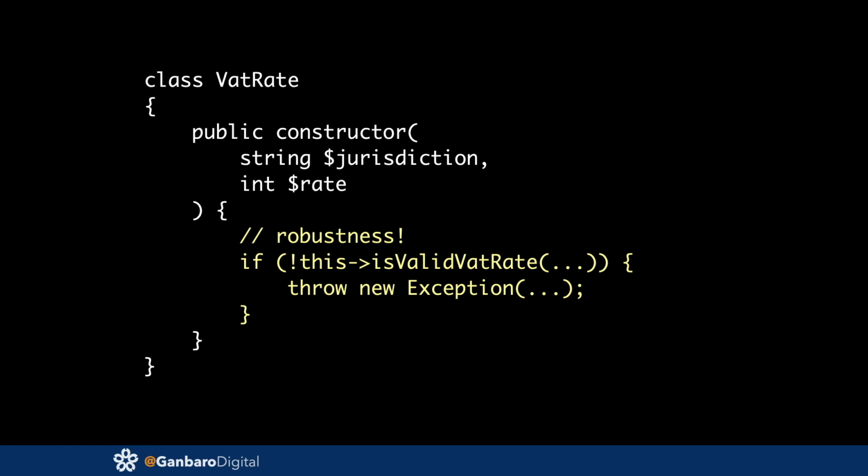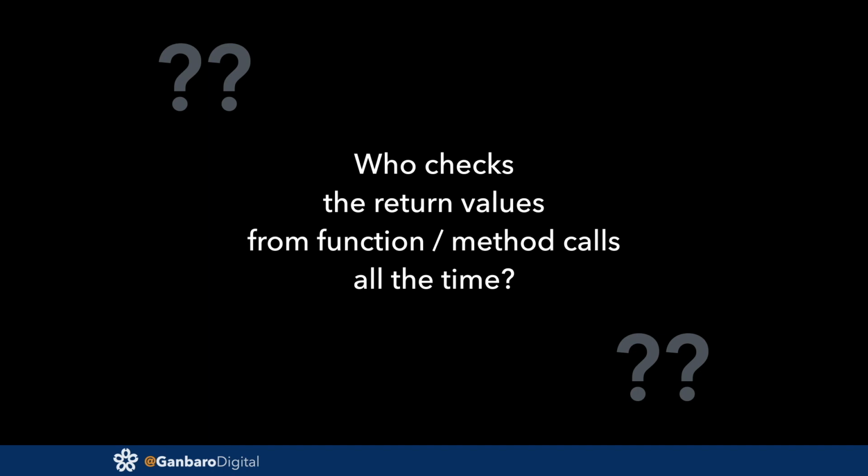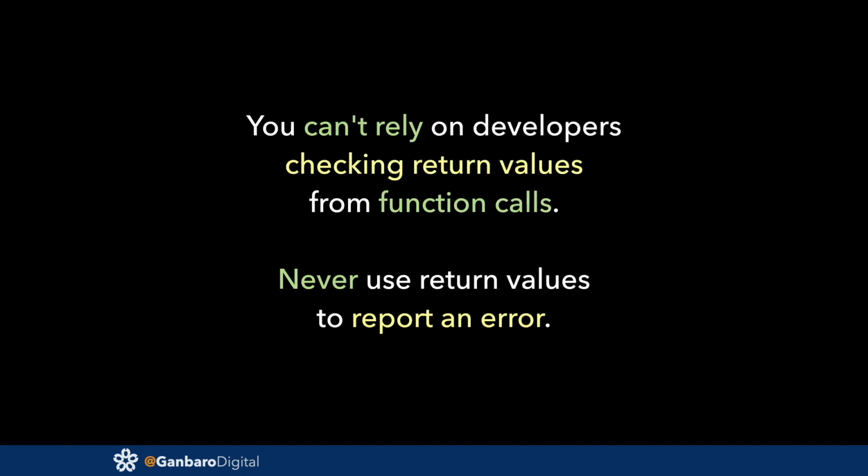Thing is, with that style of programming, who does that? Who reliably looks at the return values from functions and methods to check for error conditions? And who does it all the time? I can tell you from 25 plus years of experience in this industry that if you want to write robust code, it's a programming style you want to eliminate from your code. Don't rely on developers checking return values for errors. Eliminate it from your programming style.